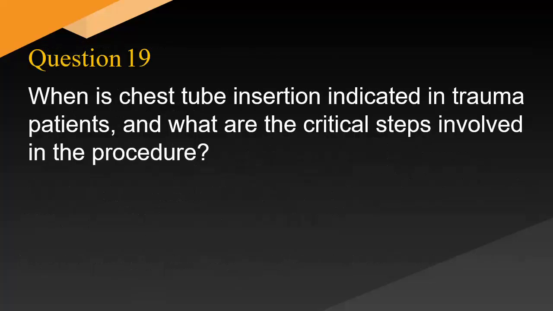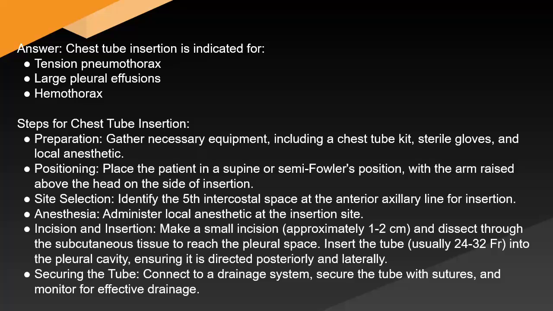When is chest tube insertion indicated in trauma patients, and what are the critical steps involved in the procedure? Answer: chest tube insertion is indicated for tension pneumothorax, large pleural effusions, and hemothorax. Steps for chest tube insertion: preparation. Gather necessary equipment including a chest tube kit, sterile gloves, and local anesthetic. Positioning: place the patient in a supine or semi-Fowler's position with the arm raised above the head on the side of insertion. Site selection: identify the fifth intercostal space at the anterior axillary line for insertion.